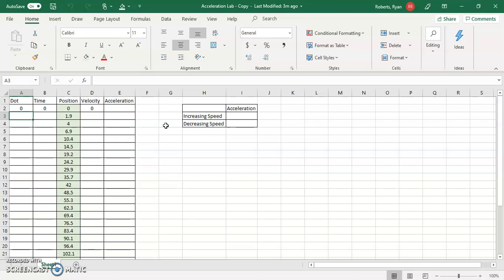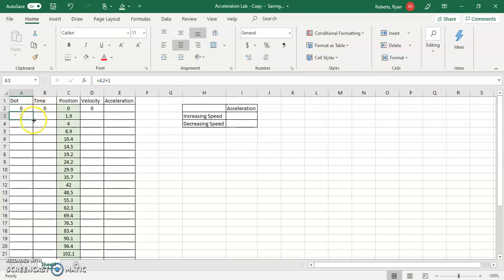So this cell below the zero is equal to, so you hit equals, and then you click on this 0, cell A2, and then you hit +1, and then enter. What this does is it references cell A2, and then adds 1 to that value, and that's the value it's going to put into cell A3.